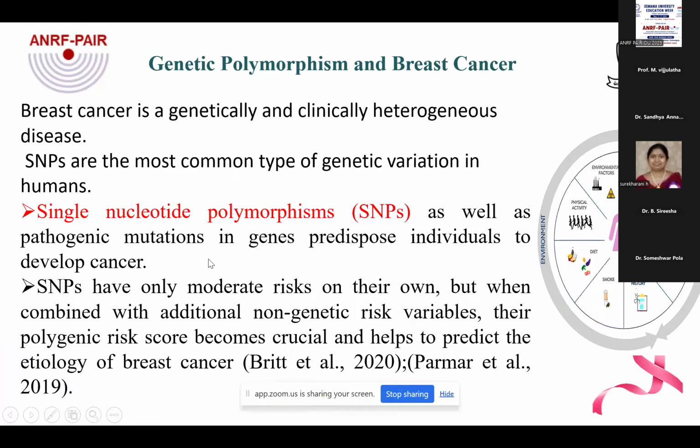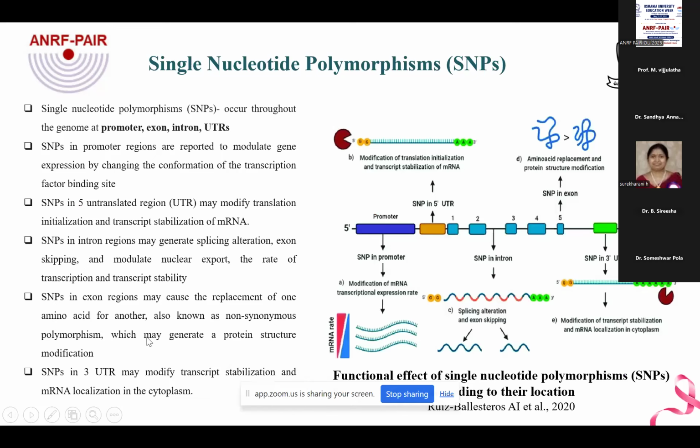So these SNPs have only moderate risk on their own, but when they are combined with the additional non-genetic risk variables, their polygenic risk score becomes crucial and helps to predict the etiology of the breast cancer. And these single nucleotide polymorphisms may be present in different components of the gene. So they might be present in the promoter region. When they are present in the promoter region, it will be affecting the transcription factor binding and then resulting in the differential expression of the genes.